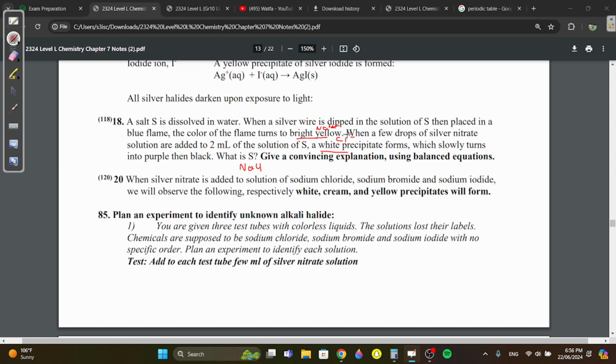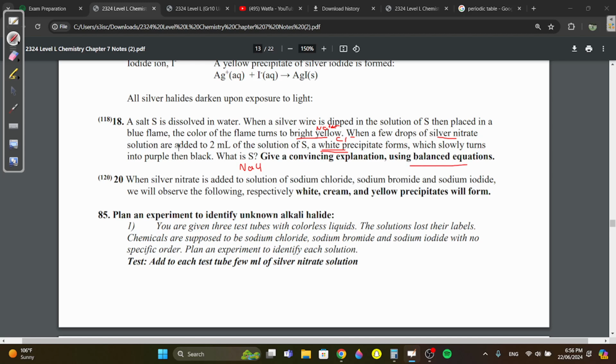The yellow part, we can say flame test: when the flame turns yellow, you can say it's sodium. Then you can say upon adding silver nitrate to a halogen and it forms a white precipitate, that means it's chlorine. They said use a balanced equation, so let's write it like this.